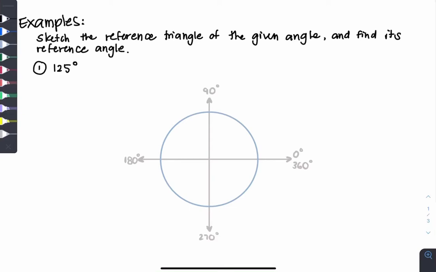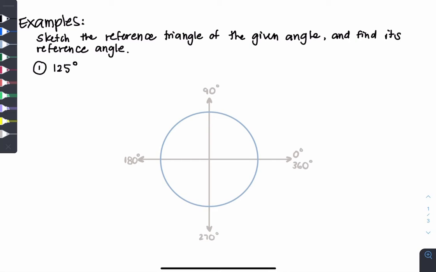For these examples, we want to sketch the reference triangle of the given angle and find its reference angle. So when you're looking at these, one thing I want you to know is we're now going to focus in on angles strictly between 0 degrees and 360 degrees. So there's going to be no need to solve for coterminal angles here. We're just going to work with sketching the reference triangle and finding its reference angle.